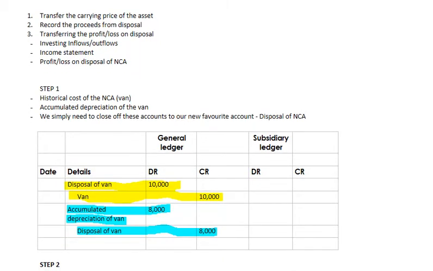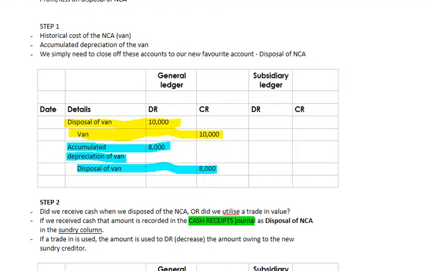So our 3 steps include transferring the carrying price of the asset, recording the proceeds from disposal, and then transferring the profit or loss on disposal. So step 1, first of all, is to deal with our historical costs. So you can see the general ledger here, and this is highlighted in yellow. So we've created a new ledger account called disposal of van that we're going to use to total everything up.